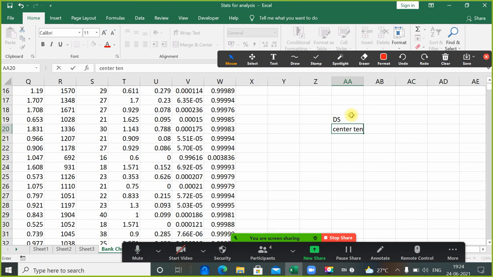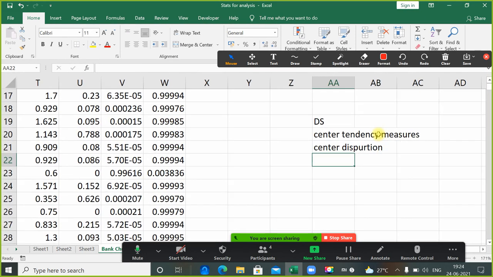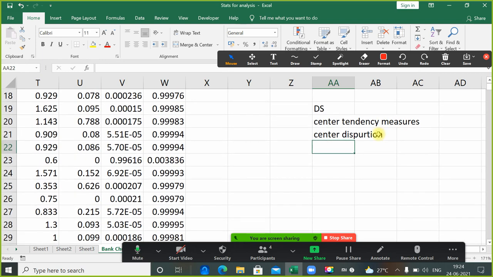Central tendency measures and measures of dispersion. Central tendency means the center point of the data. Dispersion means how the data are distributed from the center.